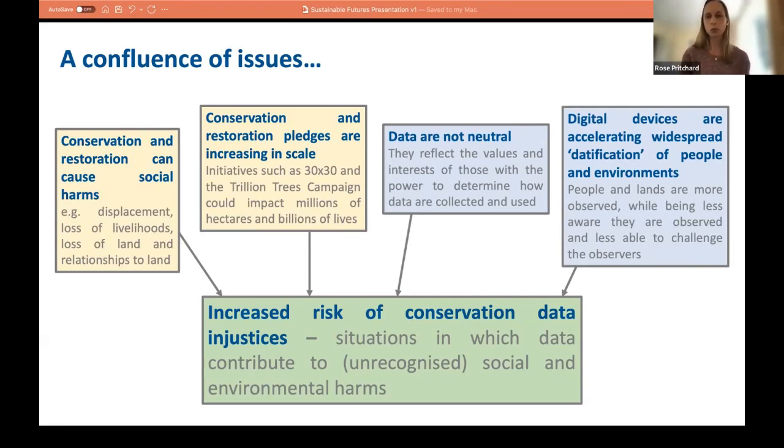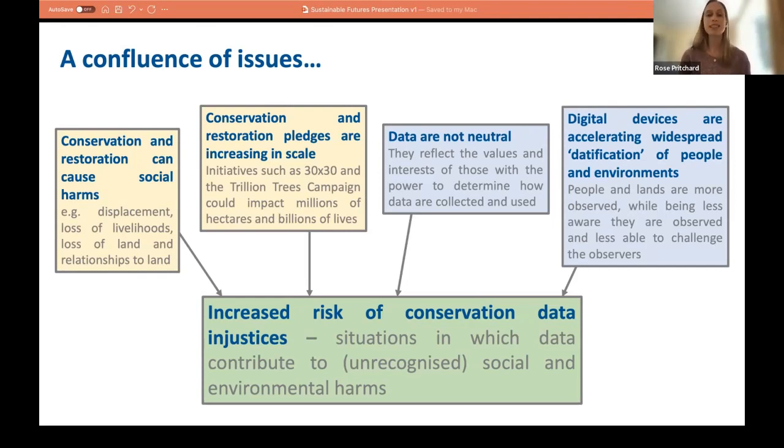We now live in a world where people are increasingly observed, but because the observers are more distant from the people who are being observed, and because the analytical techniques are becoming so much more complicated, people are much less able to challenge the ways that they're represented through data or to understand the choices that are being made based on those data. And so we see this combination of things, meaning that there is an increased risk of what we'd refer to as conservation data injustices at this moment in time. So situations in which data is contributing to social and environmental harm.